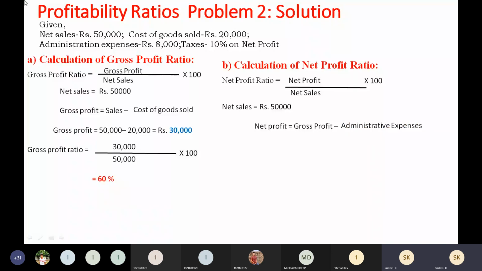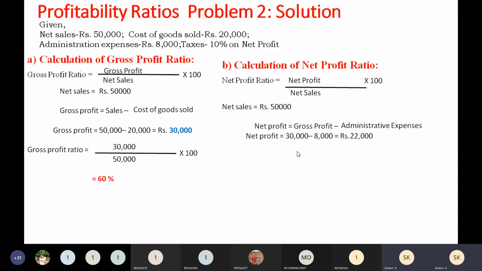Already we have obtained the gross profit, 30,000. So 30,000 minus administrative expenses, which is given directly in the problem as 8,000. Substitute that 8,000: 30,000 minus 8,000. The remaining is 22,000. I don't think a calculator is required here; 30 minus 8 is 22. So we directly got 22,000.